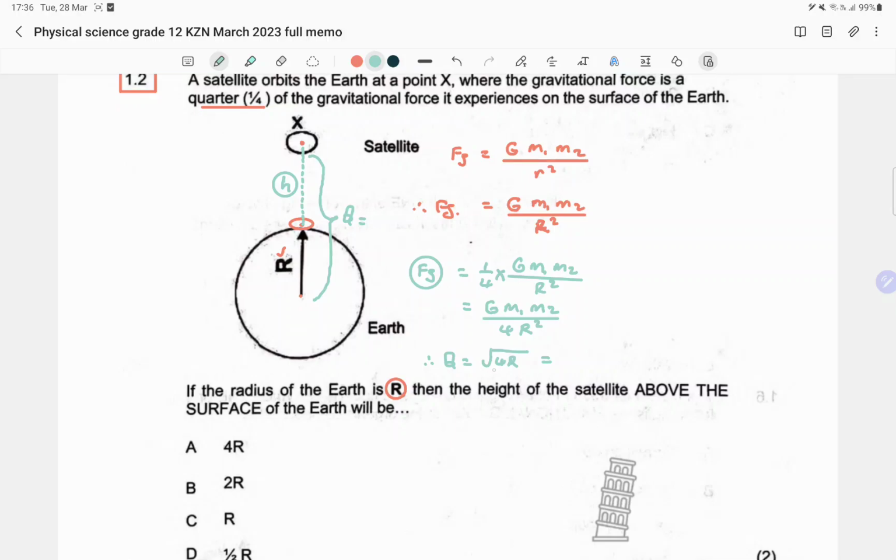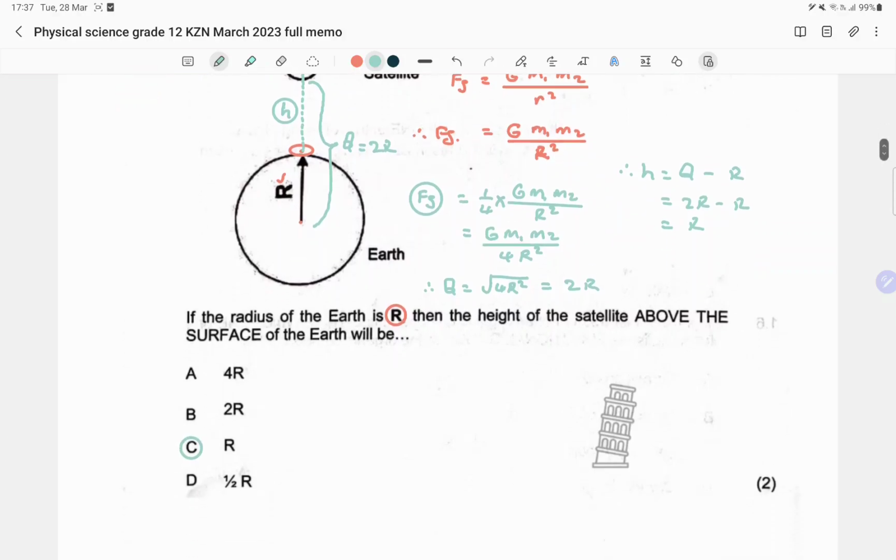So now what is this going to be equal to? It's going to be 2r. Sorry, this is 4r squared, so this is going to give us 2r. So we've got 2r here. But we already know that this is r. So it means our h is basically going to be this distance d minus r, isn't it? Distance d, we got 2r minus r. This is basically r. So the answer becomes C.